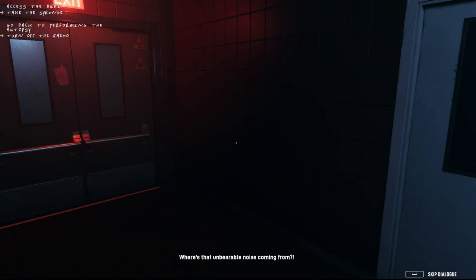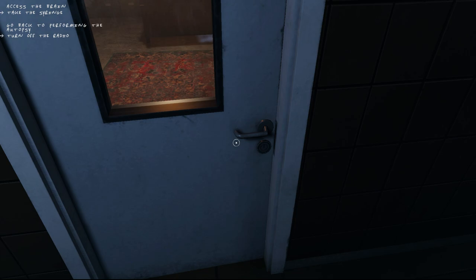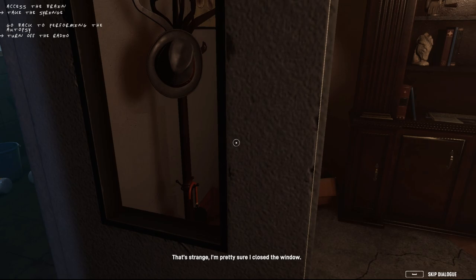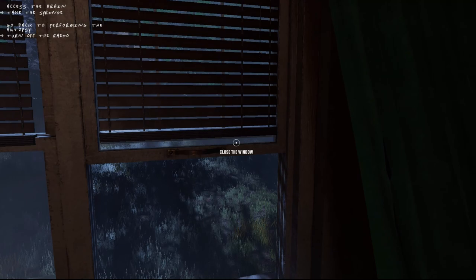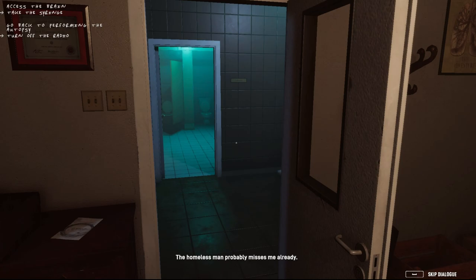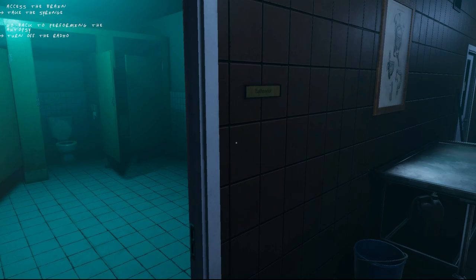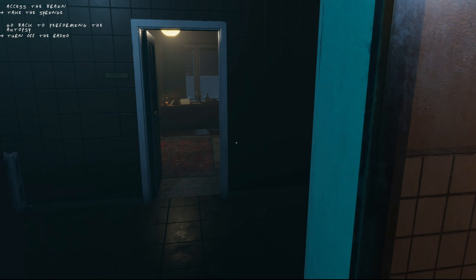Ugh, where's that unbearable noise coming from? It's locked. That's strange. I'm pretty sure I closed the window. The homeless probably misses me already. It's locked.